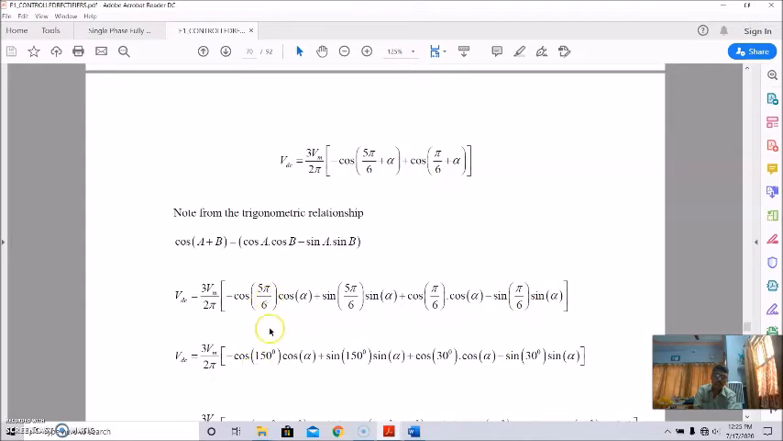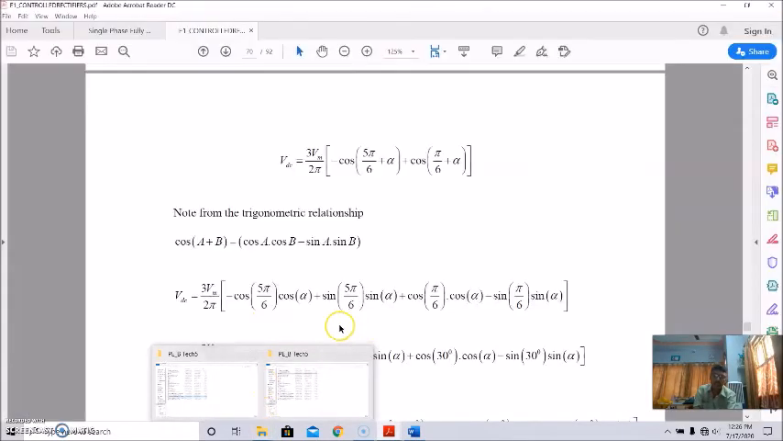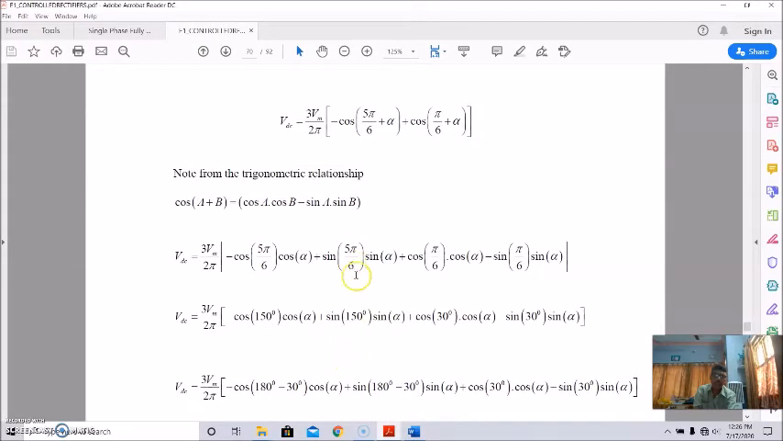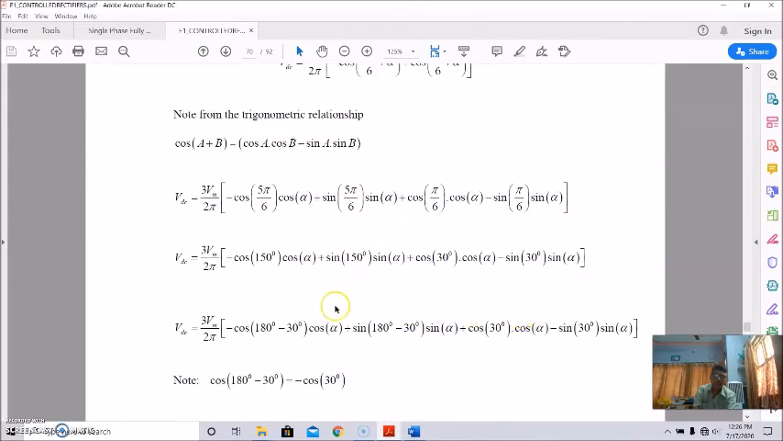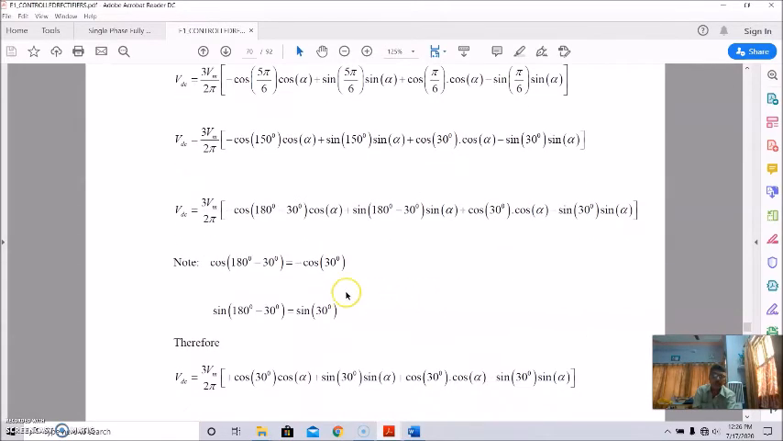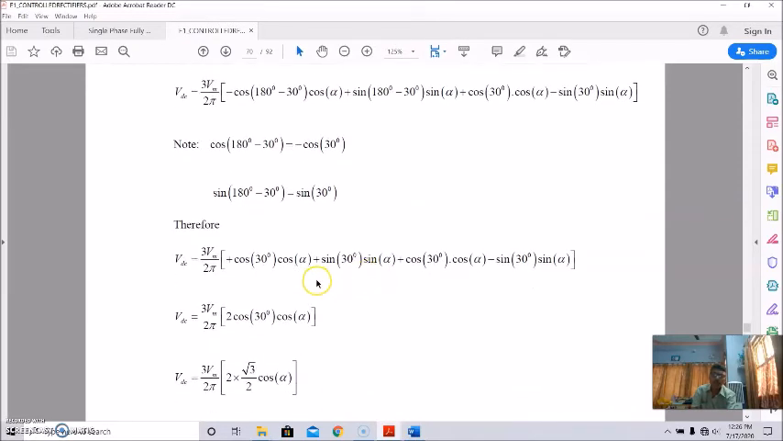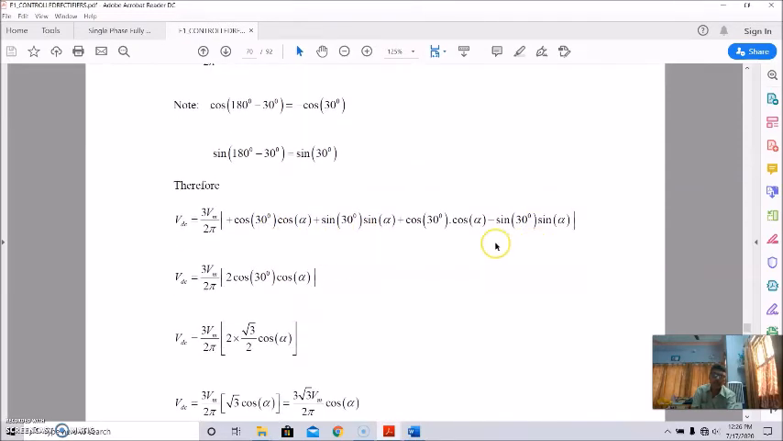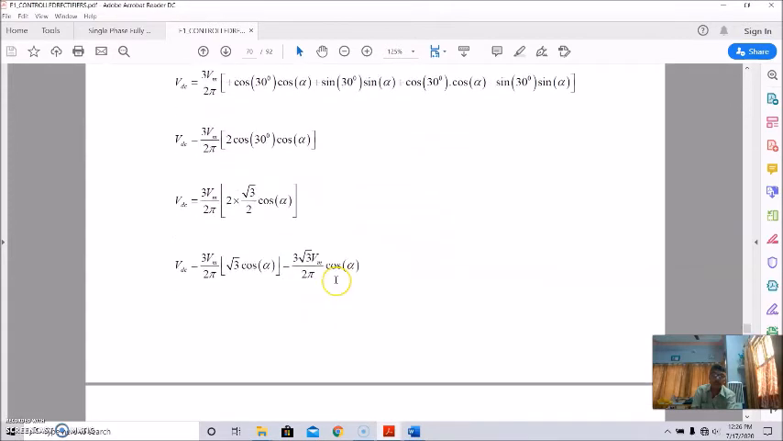And then simplify this. 5 by 6 pi means 150 degree, so 150 means 180 degree minus 30 degree. So it is basically minus cos 30, and sine of 180 degree minus 30 means sine 30 degree. This is in the second quadrant, where sine is positive and cos is negative. Therefore we can write this value, and after calculation it will come to like this.